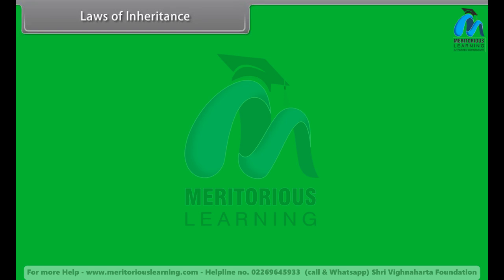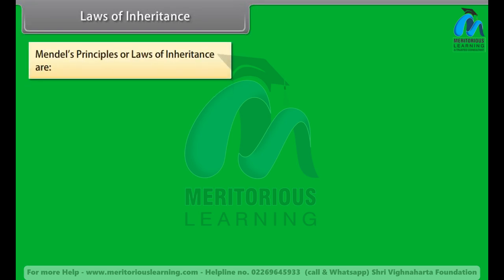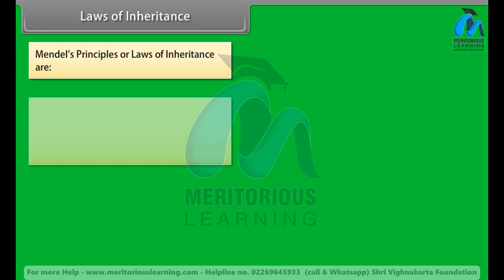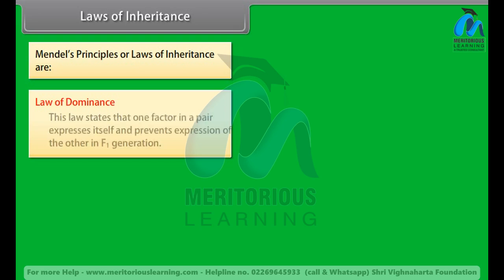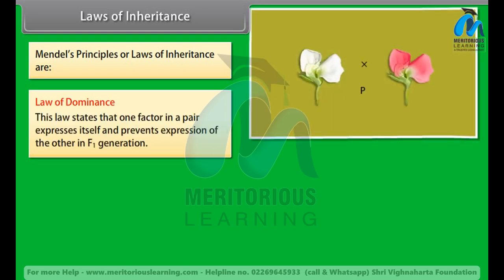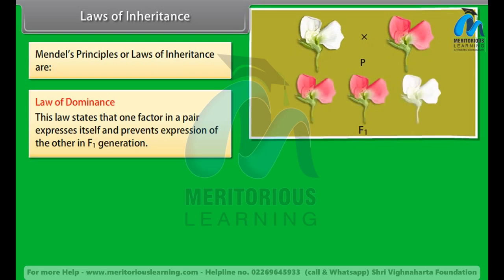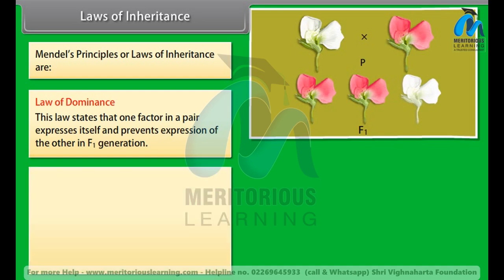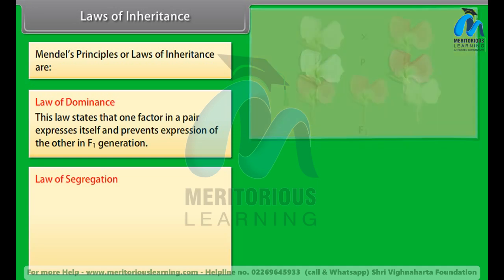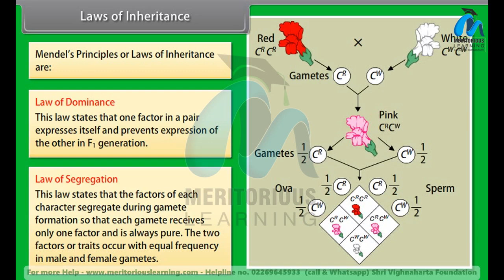Laws of inheritance. Mendel's principles or laws of inheritance are: Law of dominance. This law states that one factor in a pair expresses itself and prevents expression of the other in F1 generation. Law of segregation. This law states that the factors of each character segregate during gamete formation so that each gamete receives only one factor and is always pure.